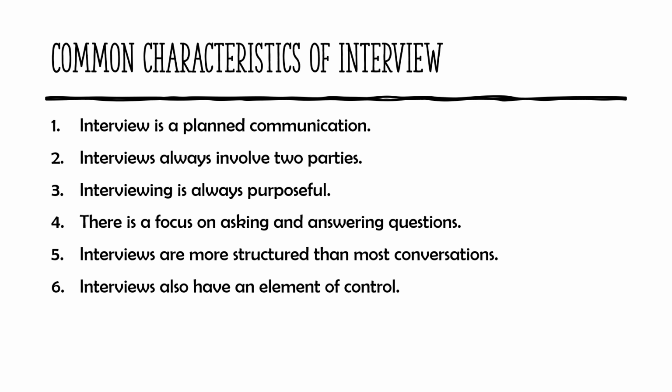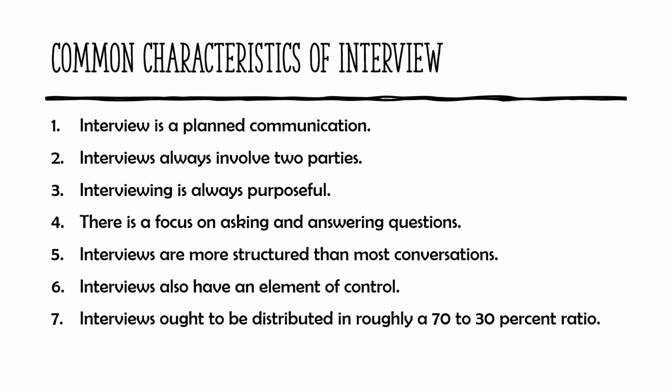So this is how you would control and manage your time as interviewer. On the other hand, you can also control how the conversation would go. So if you think that the applicant does not make any sense, you can just interrupt and lead him or her to another question. And that's how we can control a conversation. Next, interviews ought to be distributed in roughly a 70 to 30% ratio. Yes, this is right. It's like a teacher-student ratio: the applicant or student has to explain more than the teacher or the interviewer.